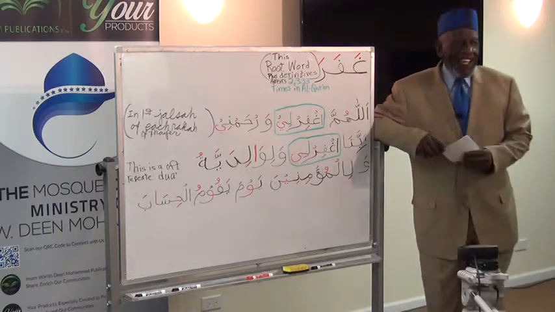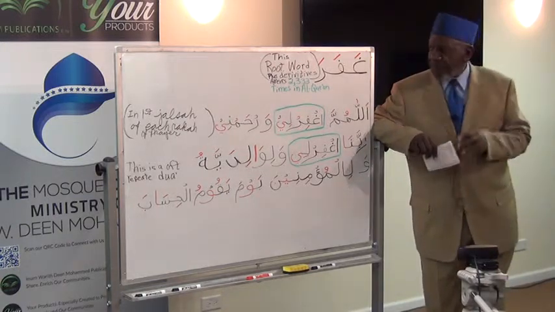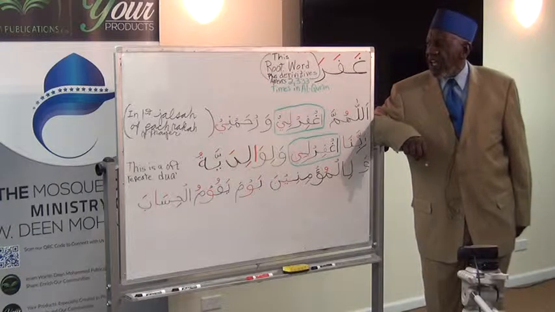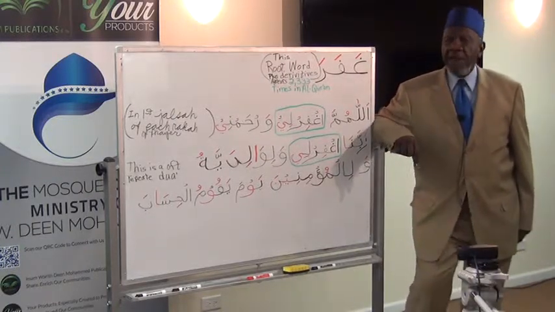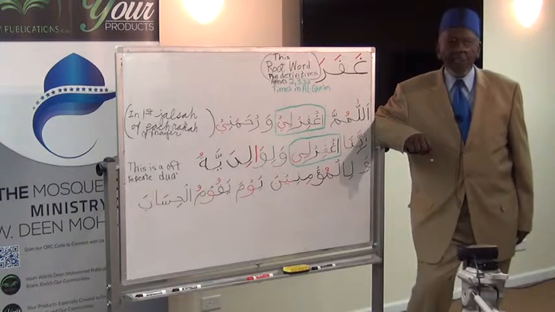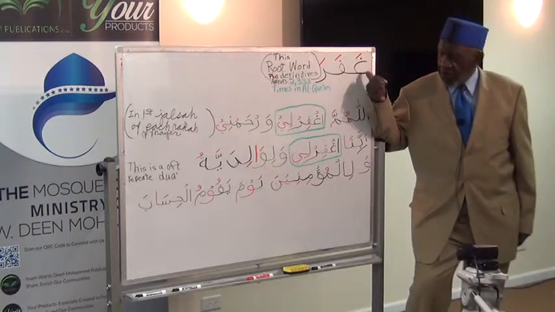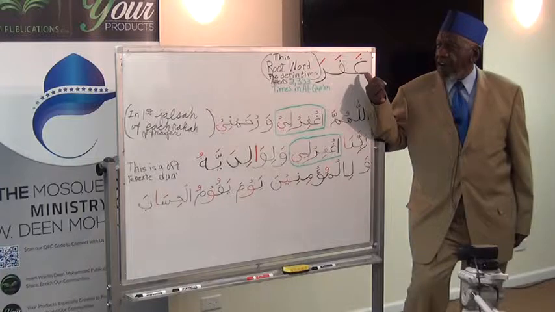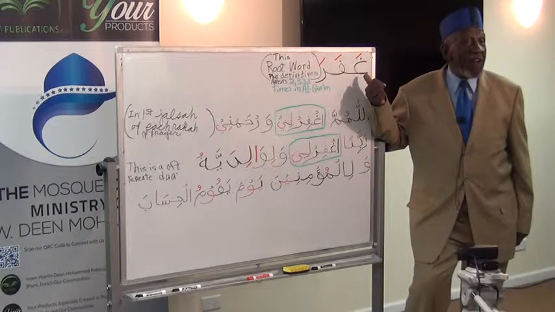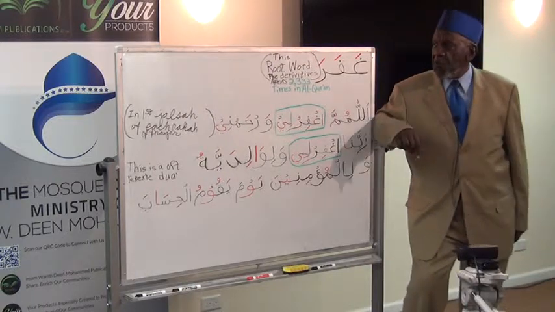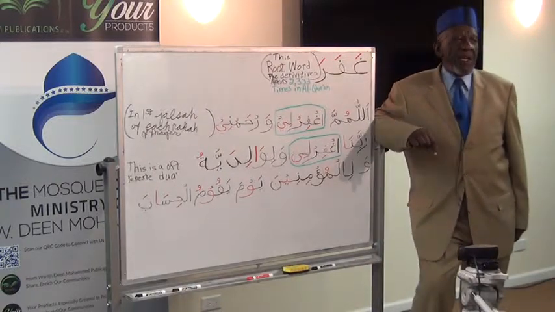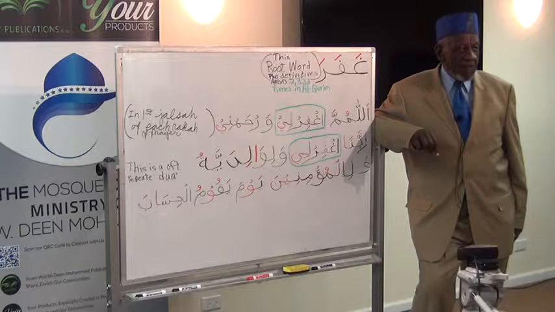All right. This is a word, this word here, Ghafara. I just put a couple of examples up here. We actually have two attributes of Allah that come from this word: Al-Ghaffar and Al-Ghafur. Both come from this word Ghafara. Ghafara means to pardon or to forgive.